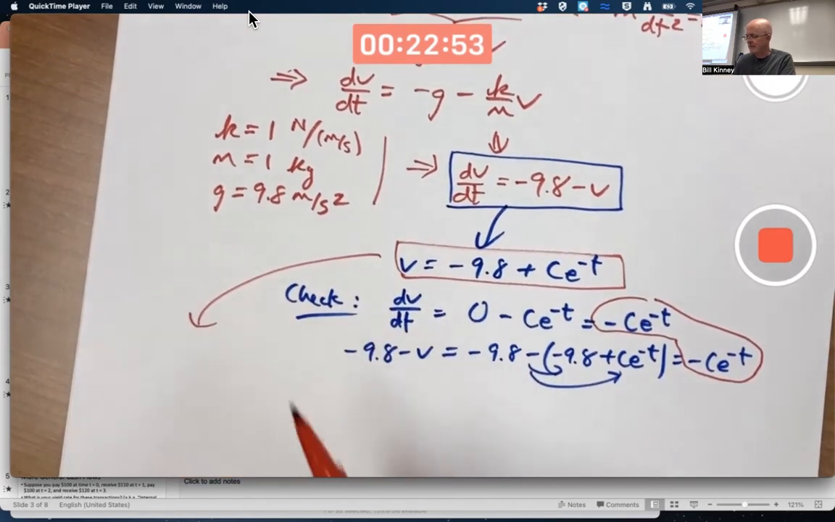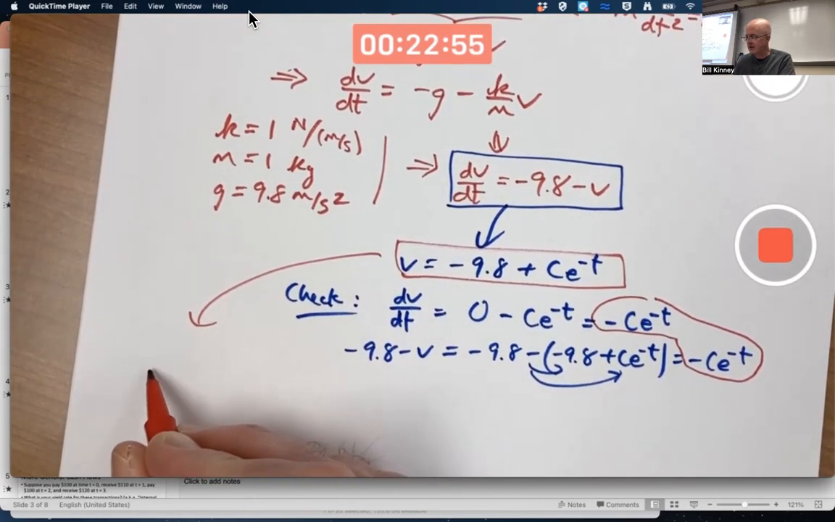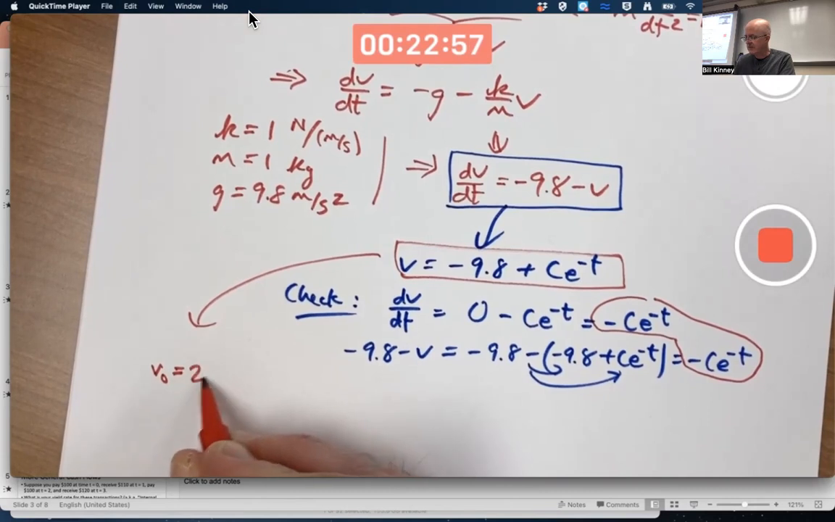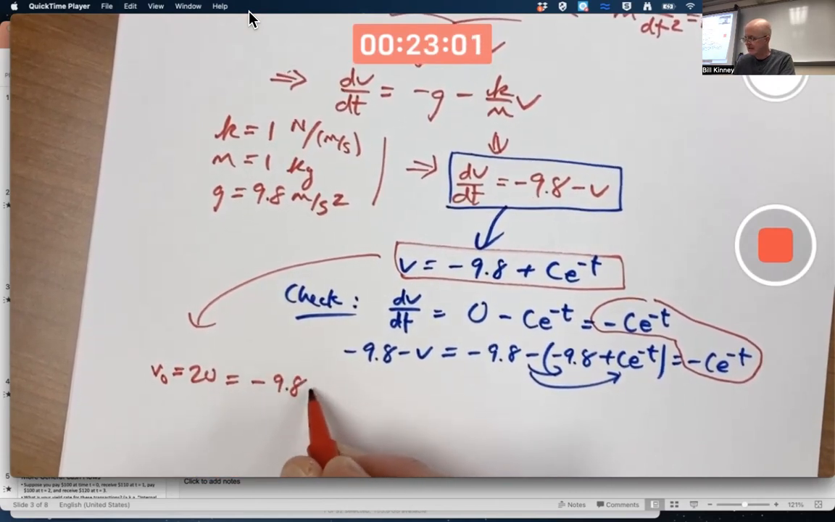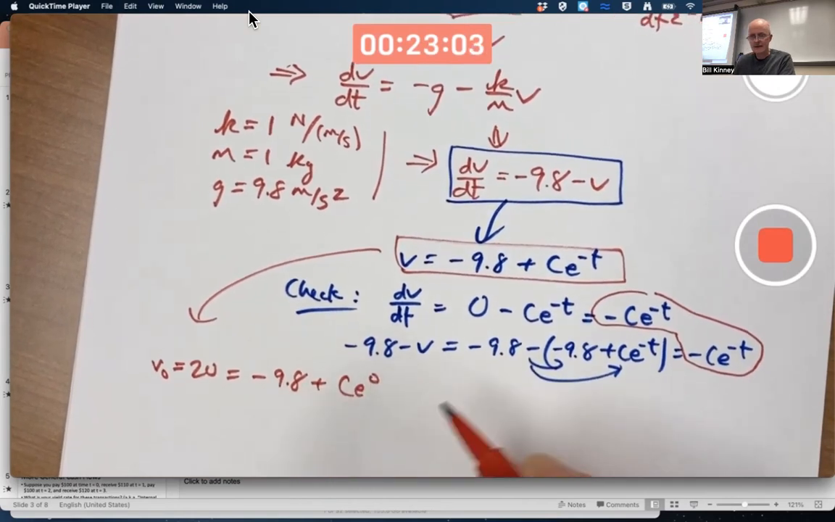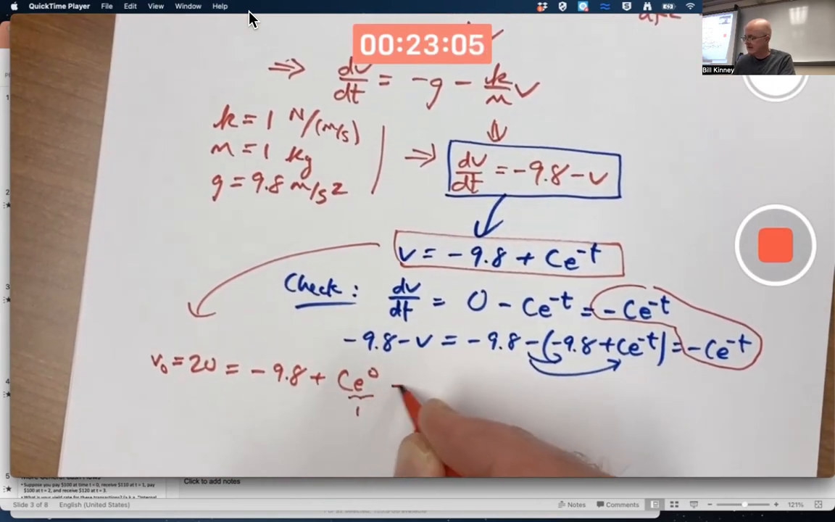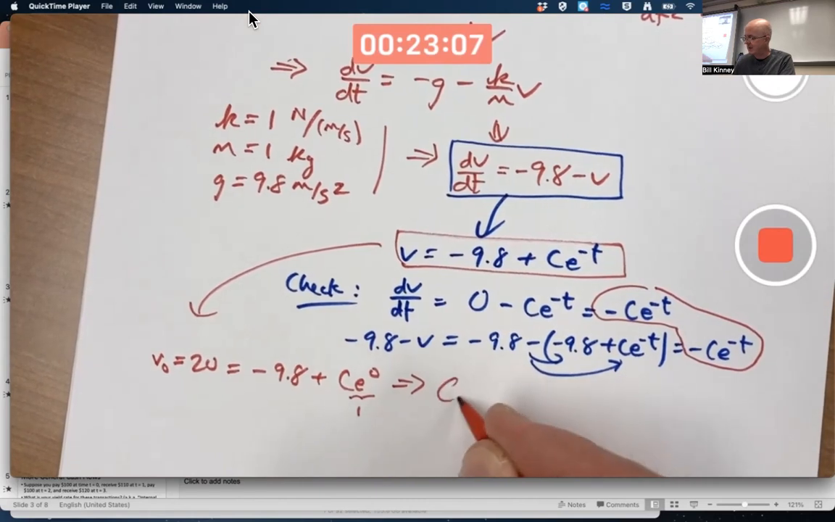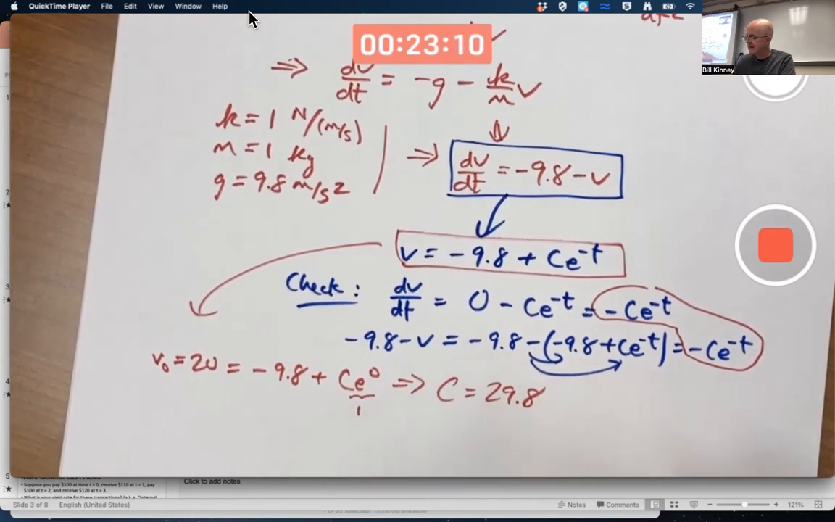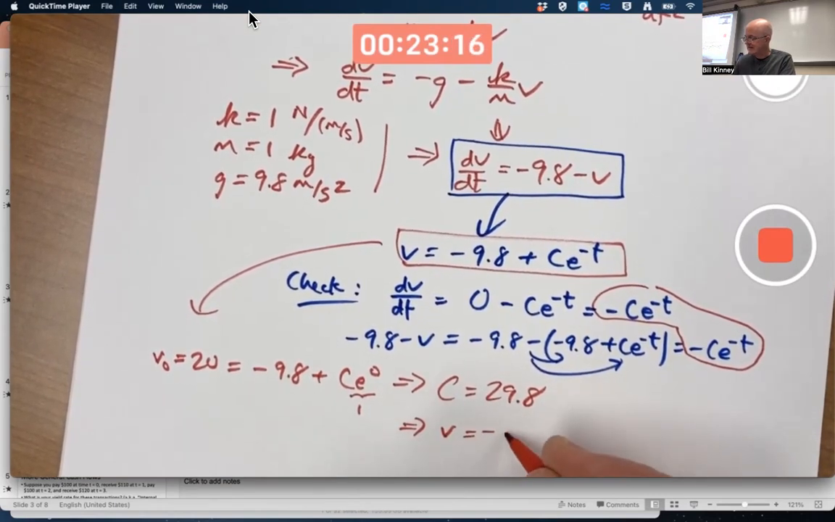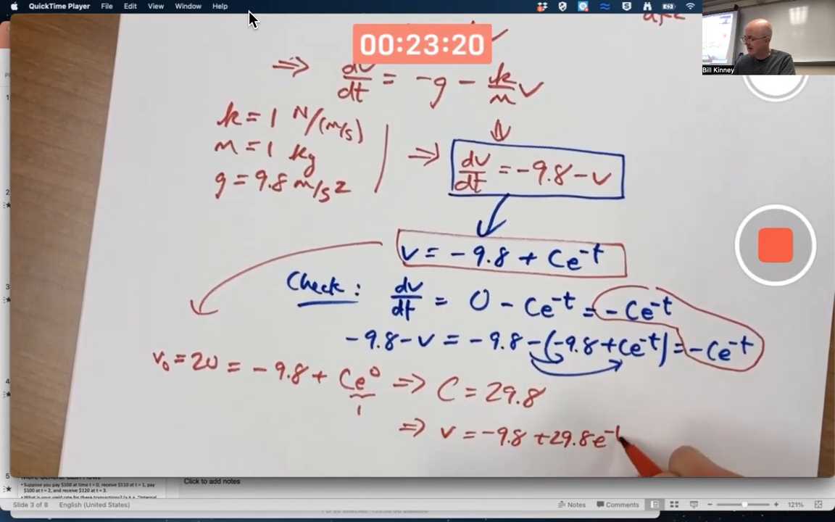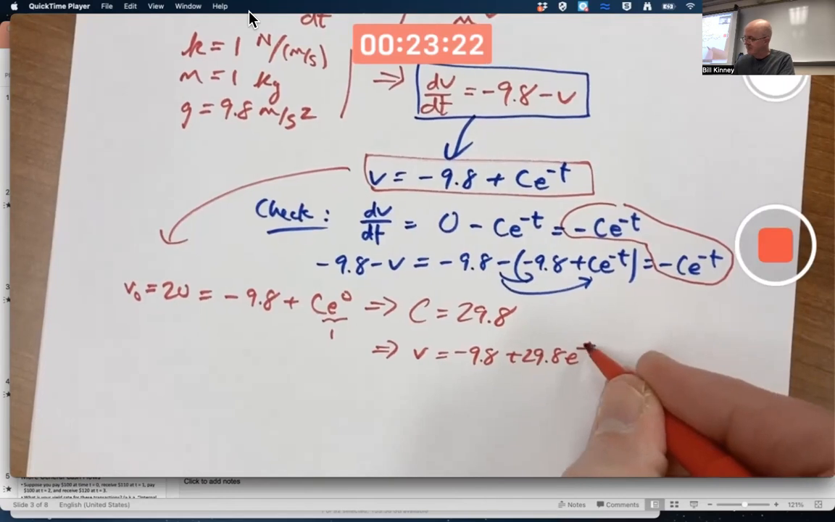What would this mean? What would the graph of this look like? And by the way, when we use the initial velocity of 20 meters per second, we can solve for c. e to the 0 is 1. So c, if I add 9.8 to both sides, is 29.8, if our initial velocity is 20. And we get v is negative 9.8 plus 29.8 e to the negative t. What does the graph of that look like?